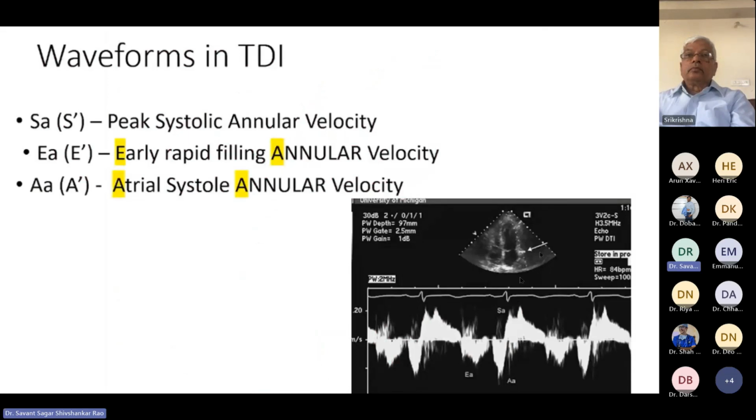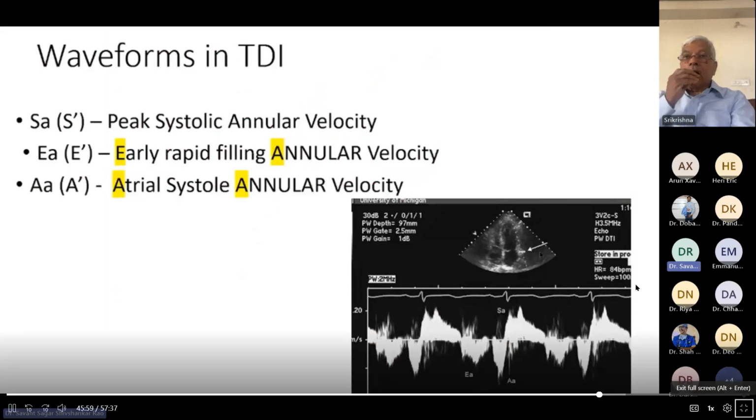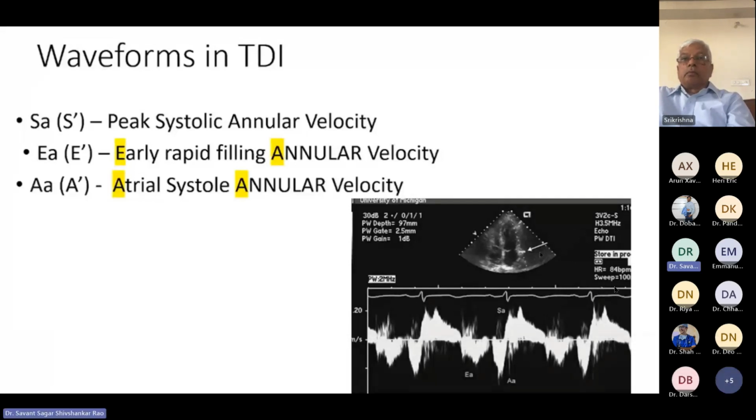And this is the tissue Doppler imaging. First, we have to take a 4-chamber view. Then, using a TDI mode on the machine, we can use tissue Doppler imaging. Then, putting a pulse wave sample volume over the mitral annulus, we get a wave pattern that is S prime, E prime, and A prime.